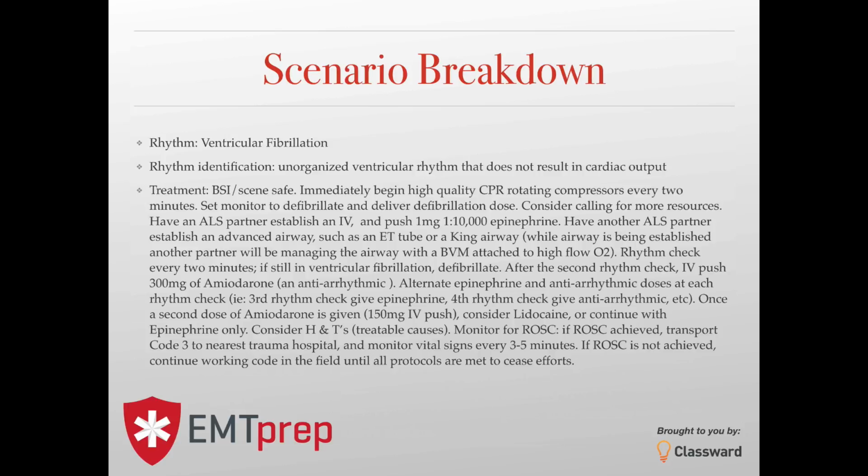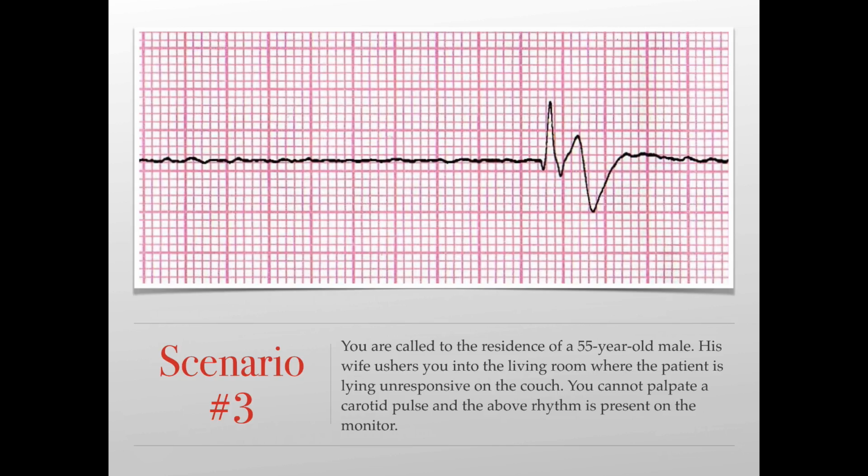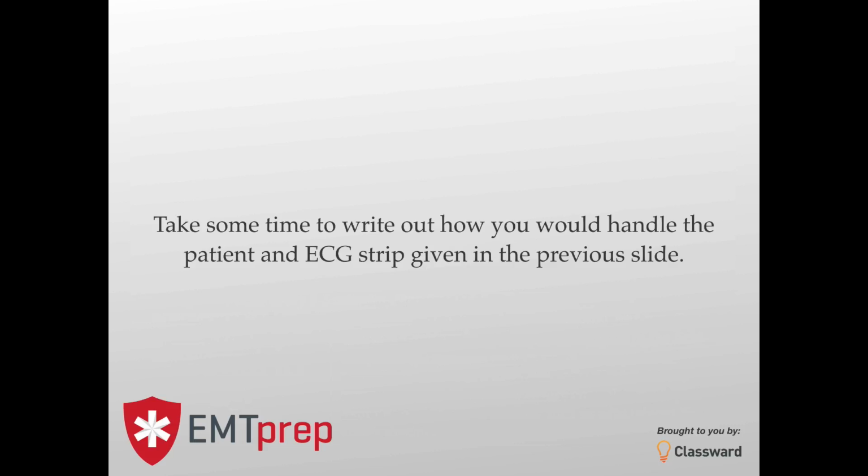Scenario number 3. You are called to the residence of a 55-year-old male. His wife ushers you into the living room where the patient is lying unresponsive on the couch. You cannot palpate a carotid pulse, and the above rhythm is present on the monitor. Take some time to write out how you would handle the patient and ECG strip given in the previous slide.